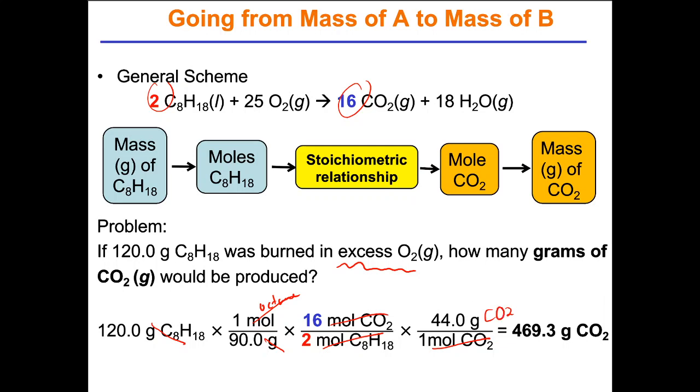Okay, so good. So now what we do, and this is why I said the best thing to do would be 120 times 16 times 44, and then divide by 90 divided by 2. Okay, so that's how I would punch this in. You could also do 120 times 1 over 90 times 16 over 2 times 44 over 1.